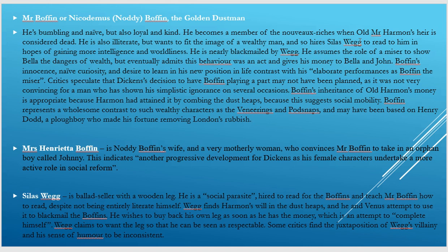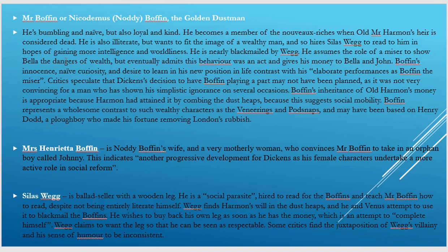And that's why, because he's not educated, we can understand how he hired Silas Wegg to read to him in hopes of gaining more intelligence and worldliness. So he felt that he is illiterate, he is an ignorant man, and that's why, because he has wealth, he should be intelligent. And after all of his life of serving old Mr. Harmon, he asked Silas Wegg to help him. He is nearly blackmailed by Wegg. He assumes the role of Mr.